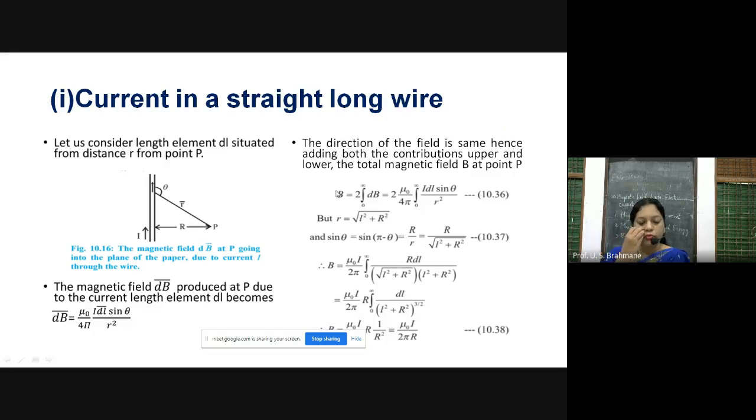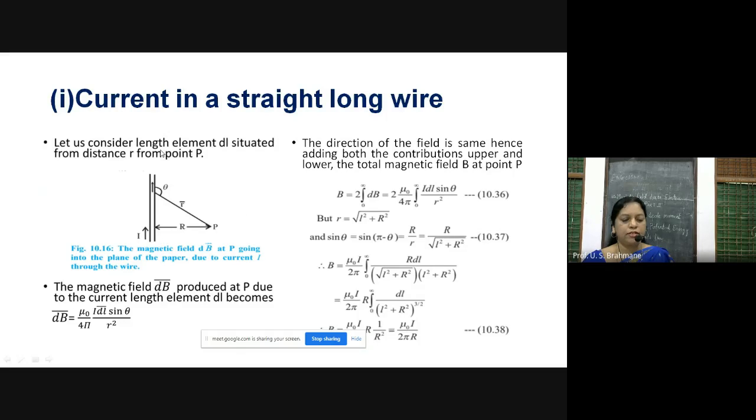You may note down the things or take a screenshot, children. Now see here. This is a conductor. A straight conductor is taken, an infinitely long straight conductor, and you're finding the magnetic field at point P here. It is at a distance of small r from the element dl, and from the conductor it is capital R. So this is the figure.